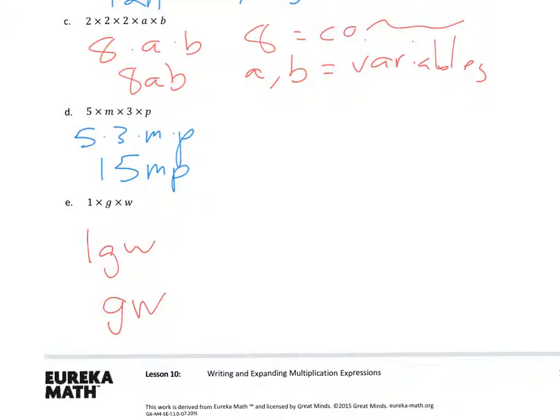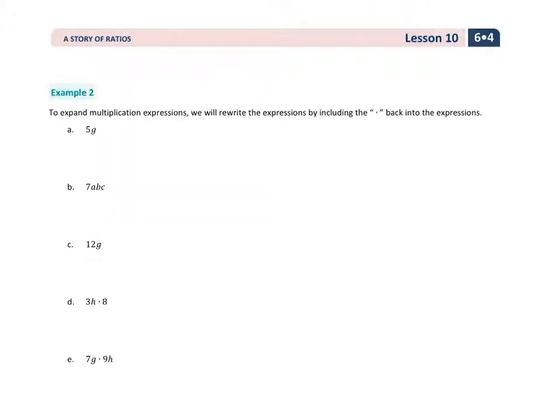So you don't need to put ones in front of variables if there's only one of them, because you should just think that 1 times g is going to be the same thing as g, right? Because anything times 1 is itself. So that 1 won't change anything. So we actually don't need it at all. We're going out of order.